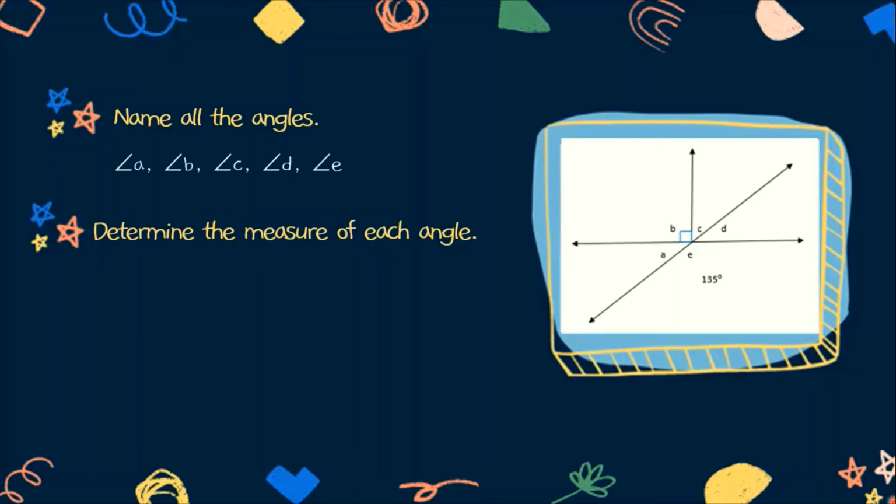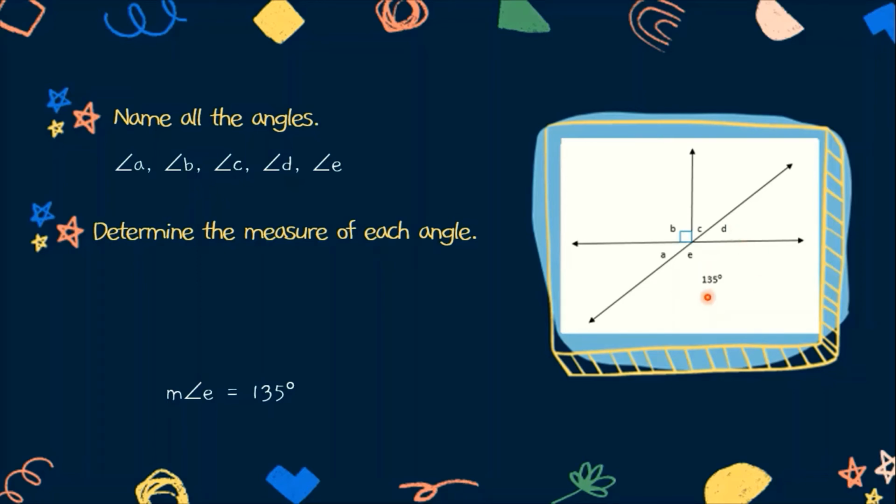Naming all the angles, we have angle A. We also have angle B, C, D, and E. So from this illustration, we're able to form 5 angles. Determining the measure of each angle, ang ating nakikitang sukat dyan na visible ay yung angle E. Angle E, ang kanyang sukat ay 135 degrees.